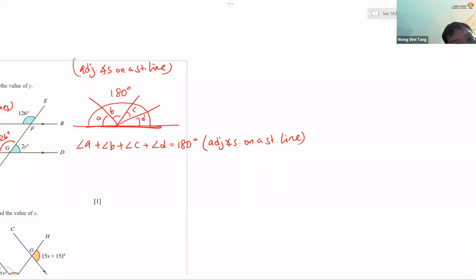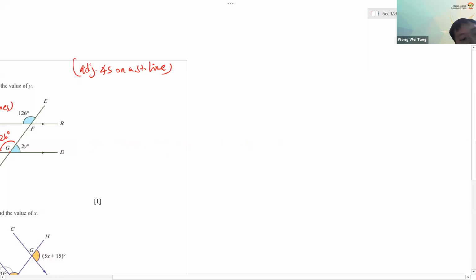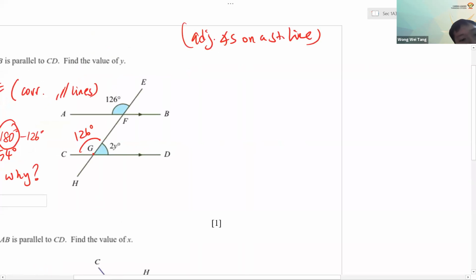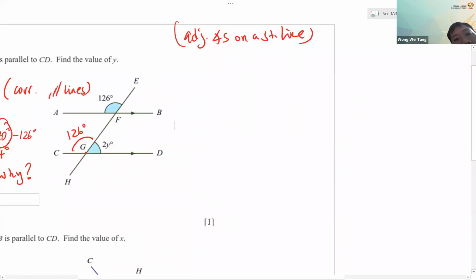Glenn, you understand? Okay. Now, your turn. Tell me about the 126 degrees, the 2y degrees, and 180 degrees. They are all adjacent angles on a straight line. Good. 126 degrees and 2y degrees are adjacent angles on a straight line. Now you have to write it. How do you write it? Give me an equation and the reason.